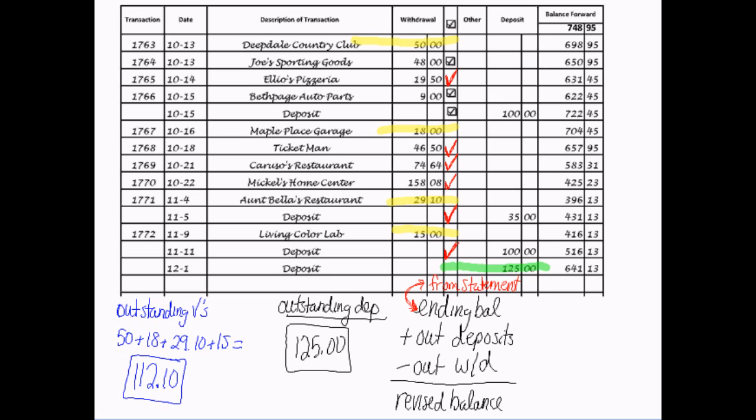Remember how I said there was a typo and I didn't put the ending balance on there? That's where we needed it. The ending balance was 628.23. So take 628.23. I add my outstanding deposits of 125. I subtract my outstanding withdrawals or checks for 112.10. And I get what is called the revised balance.